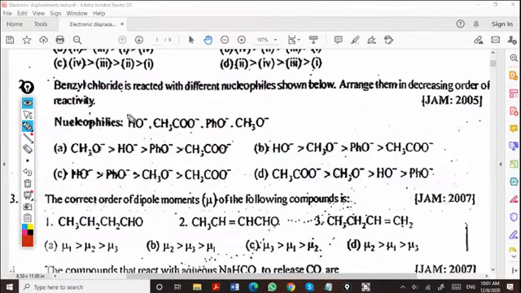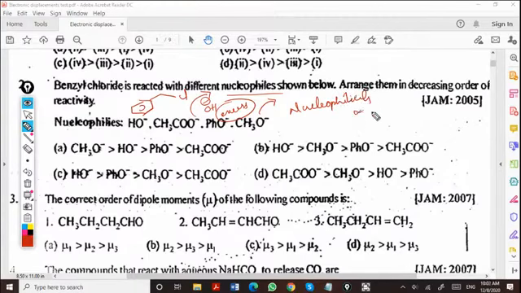It is benzyl chloride, this one. Benzyl chloride is reacted with the different nucleophiles shown below. Arrange them in the decreasing order of the reactivity. A nucleophile means it has excess electrons. So the more electron excess the nature, the more the nucleophilicity. That is the nucleophilic character. So nucleophilicity is directly proportional to the electron density.